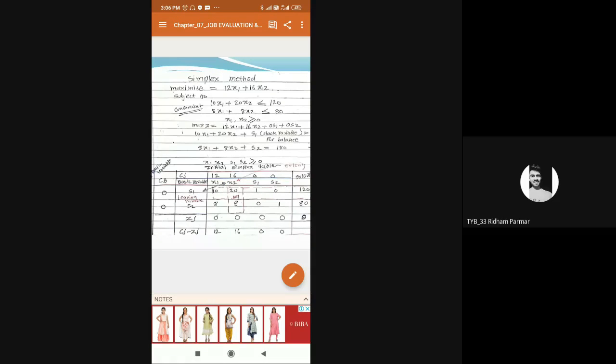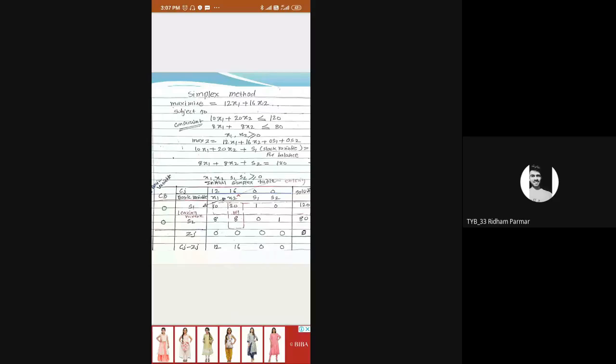Now after this, we have to find the key column and key element in this table. So at the bottom you can see Zj, Cj minus Zj. What is the maximum value? That is 16. So you can select 16 as the maximum value. So this is your key column. You can just make a dotted line here. What I have shown, it contains 20 and 8.